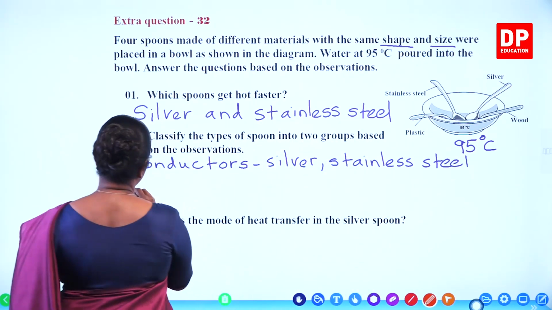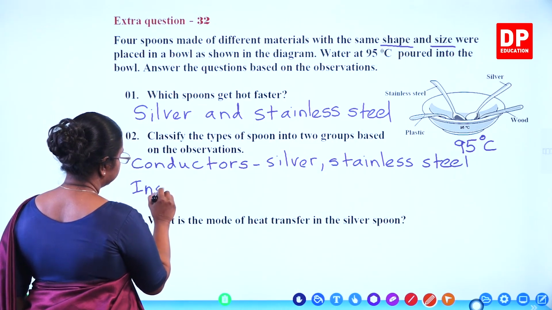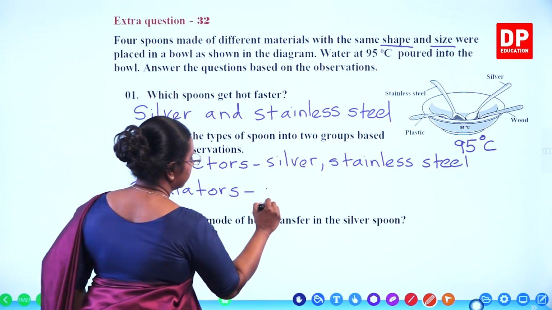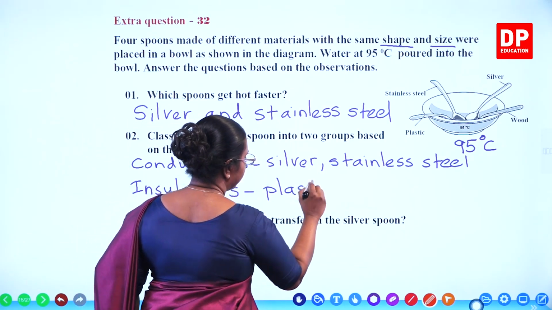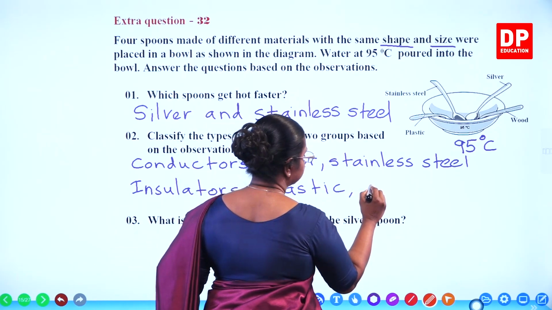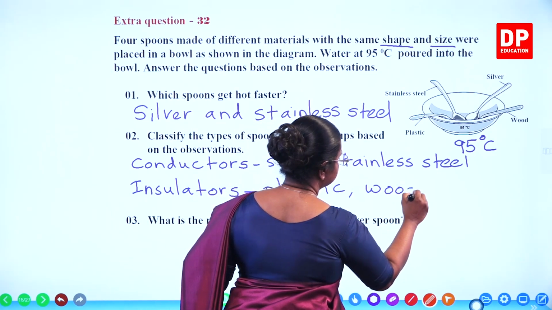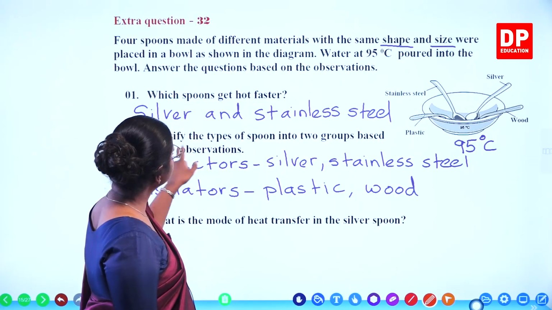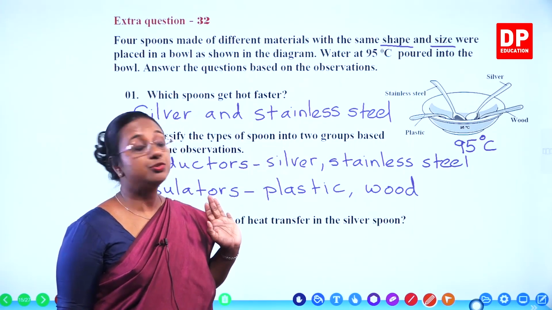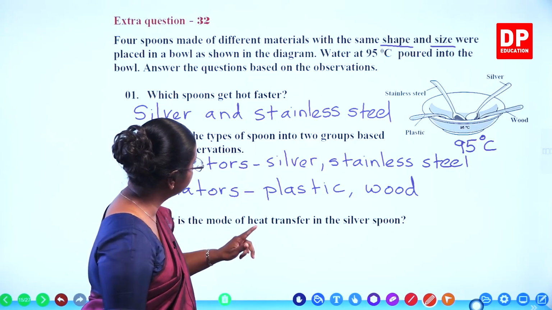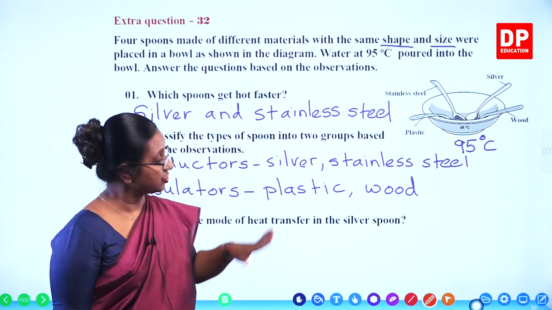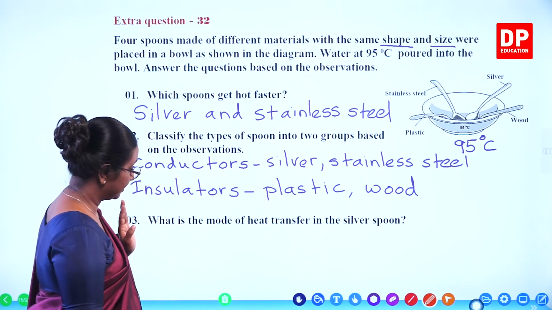Then we have insulators, that is plastic and wood. So, out of this, we have classified the spoons into two groups. Classify the types of spoons into two groups based on the observation. So, this is how we classify them.